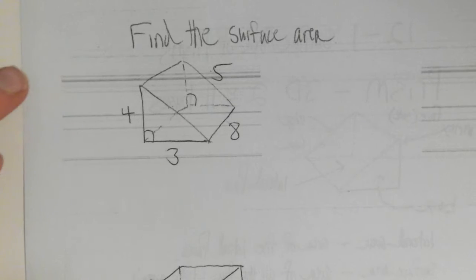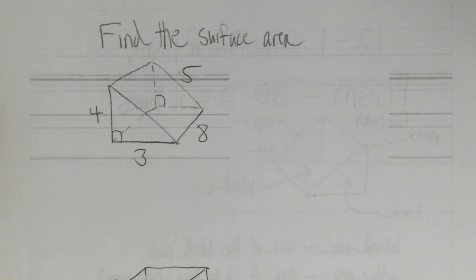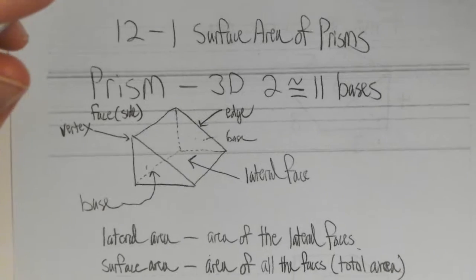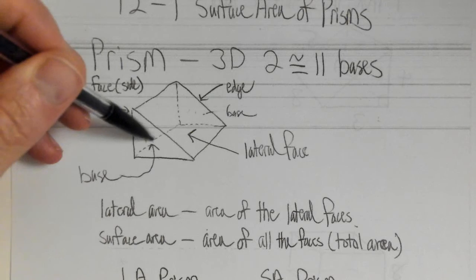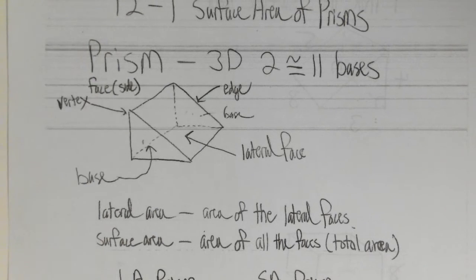Let's practice some of them. So here's the first one that we want to look at. We want to find the surface area. First of all, and by the way, one thing that I failed to mention last time is the prism is named by the shape of its base. So if the bases are triangles, this is called a triangular prism.